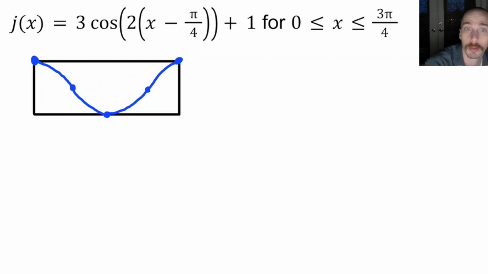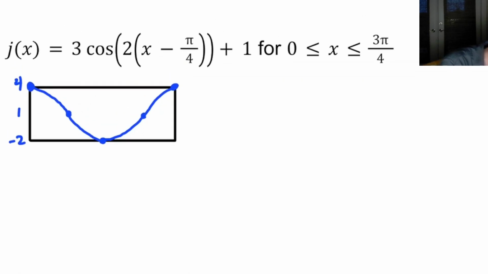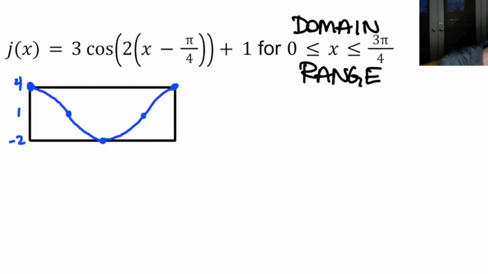Who cares about the horizontal stuff, because I'm here to find the range. So the midline was 1, because I had a 1 on the outside, and the amplitude was 3, so I'm going to add 3 and subtract 3 from 1. And so I will see that, okay, I've got domain over here. Range is looking like negative 2 to 4.